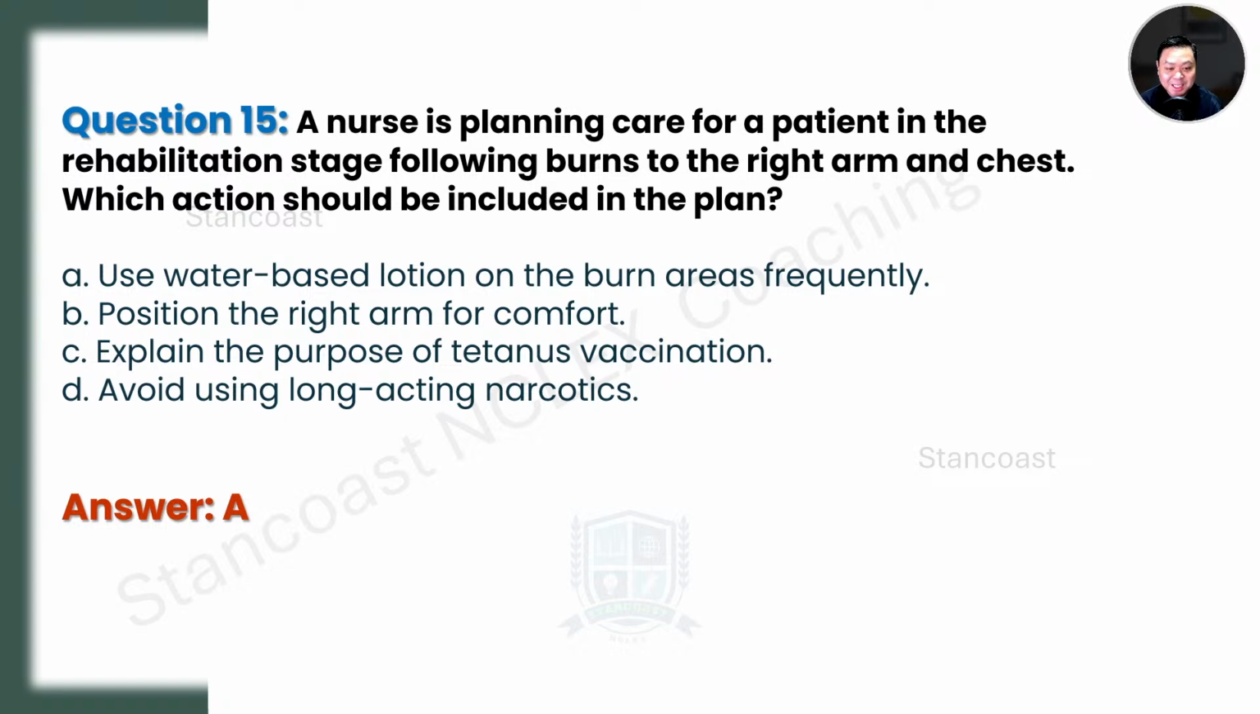Now, if you selected letter C, the tetanus immunization would have been given during the early phase, during the immediate phase, not rehabilitation. So this is incorrect. If you selected letter D, avoid using long-acting narcotics. Well, the opioid medications may still be needed in the rehabilitation to control pain. So it's not entirely correct that we can avoid the long-acting narcotics this time. They will still have residual pain.